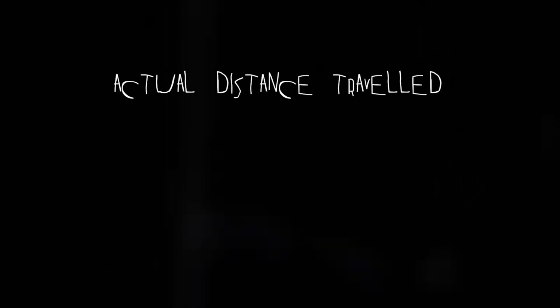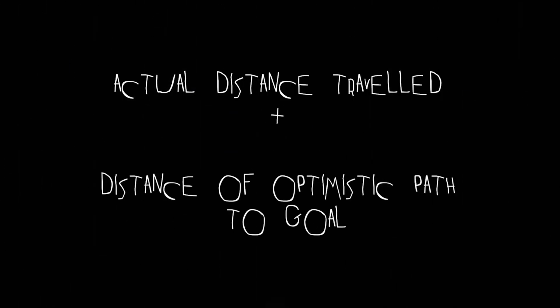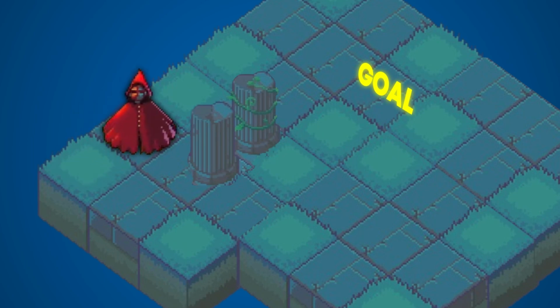But that's just the idea. How do we actually do this? We do this by considering two things. The actual distance we have traveled so far, plus the distance of the optimistic path to the goal. Okay, let's look at the map again. Let's say we want to move the character here. When choosing between the options we have available, we first consider the distance traveled so far, which is pretty self-explanatory. It's the number of steps we already took.